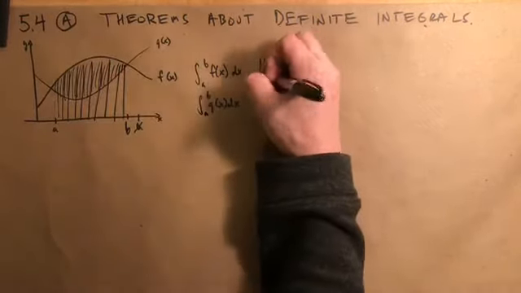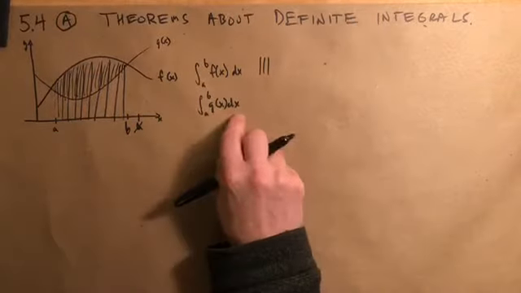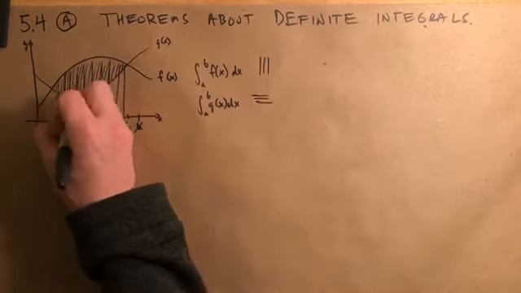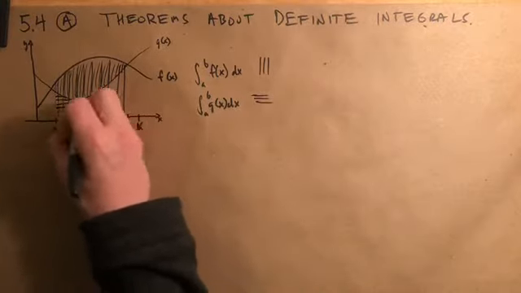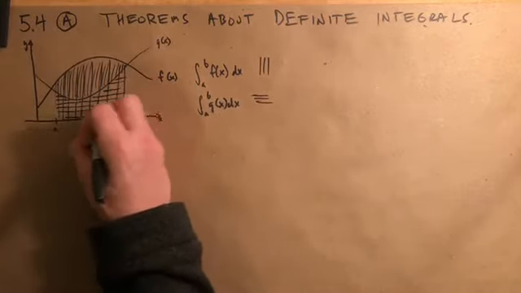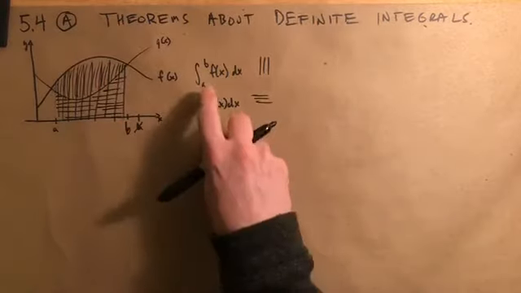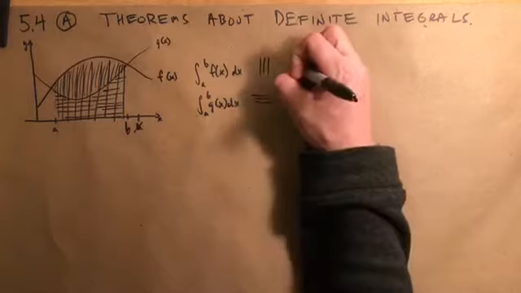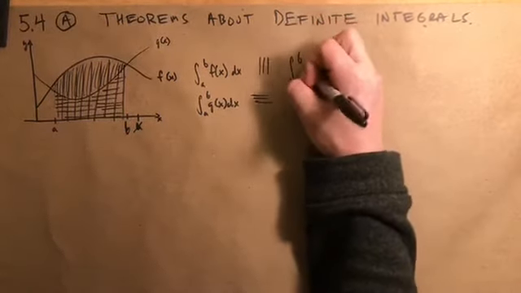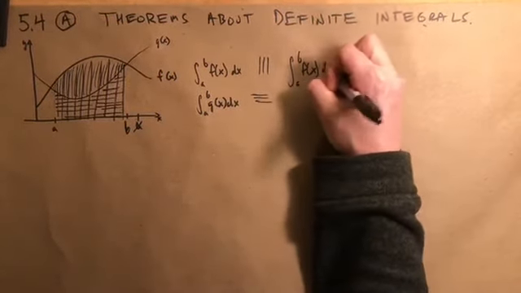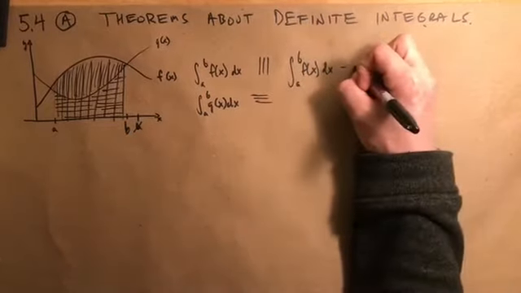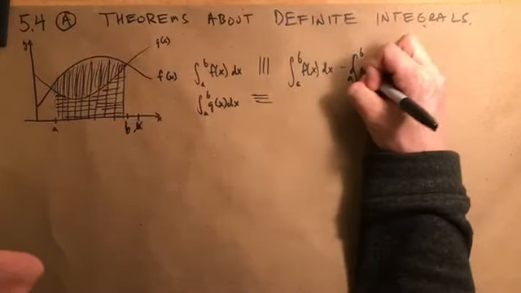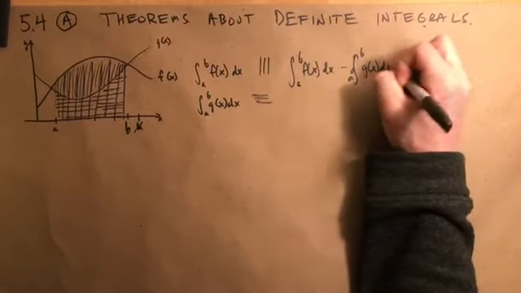That would be this one, minus this area, which would be horizontal. We'll just make hashes that way. If I subtract from this, I should get everything in that center shape: the integral from a to b of f of x dx minus the integral from a to b of g of x dx.